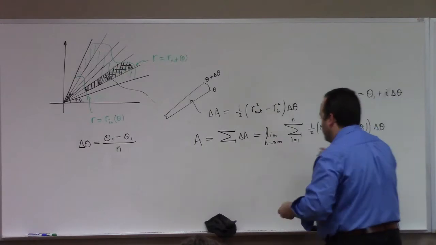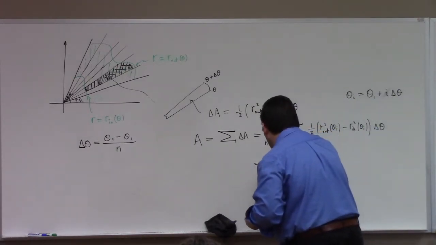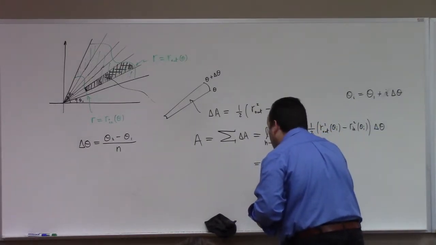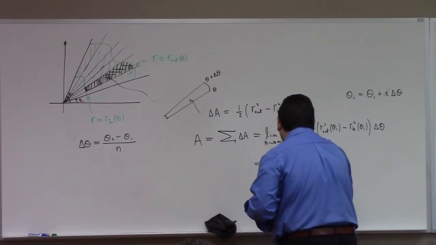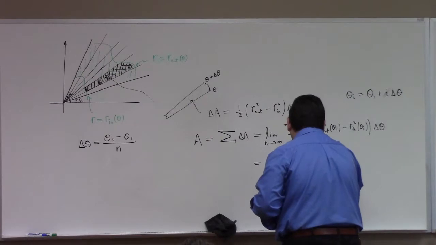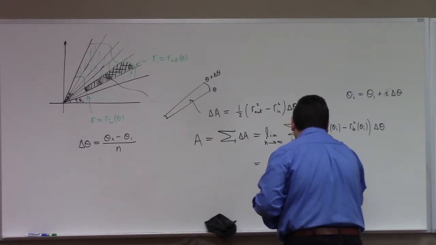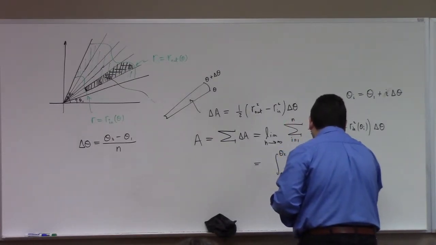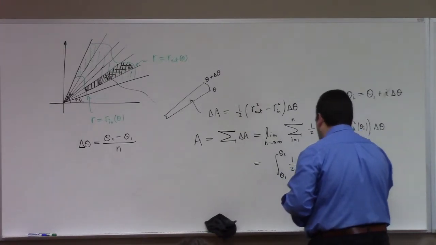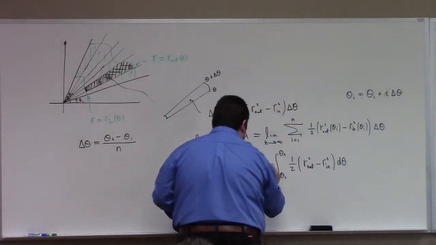What is this actually? This is the integral from theta 1 to theta 2 of 1/2 R out squared minus R in squared d theta. And so there you go. That's the formula we're going to use.